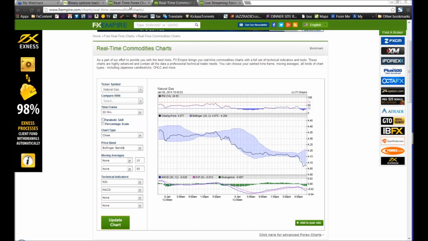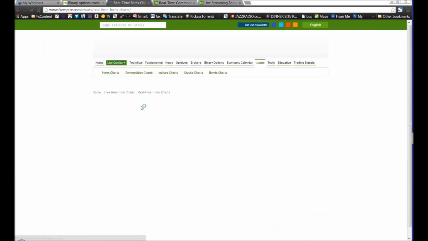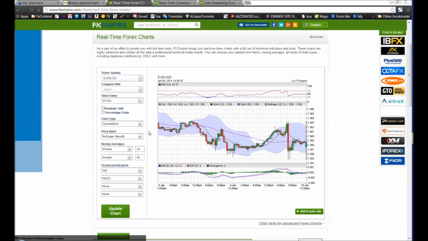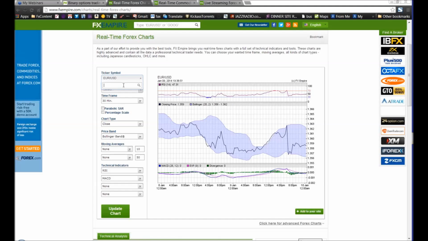Okay, we can go back over to the Canadian dollar. Let's update this chart. Unfortunately, when I'm doing these on the computer or with the GoToMeeting, the refresh rate isn't fast enough, so I have to keep forcing the charts to refresh for you guys. Okay, so we want to get a USD Canadian dollar.